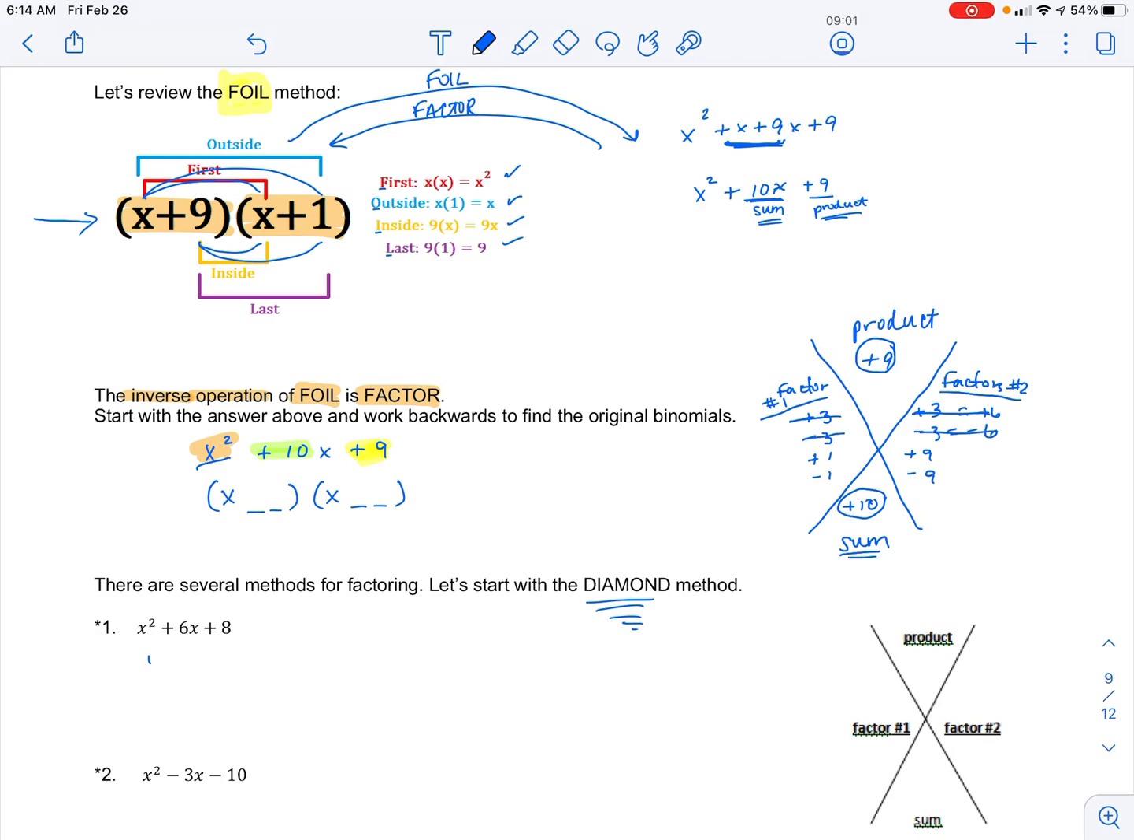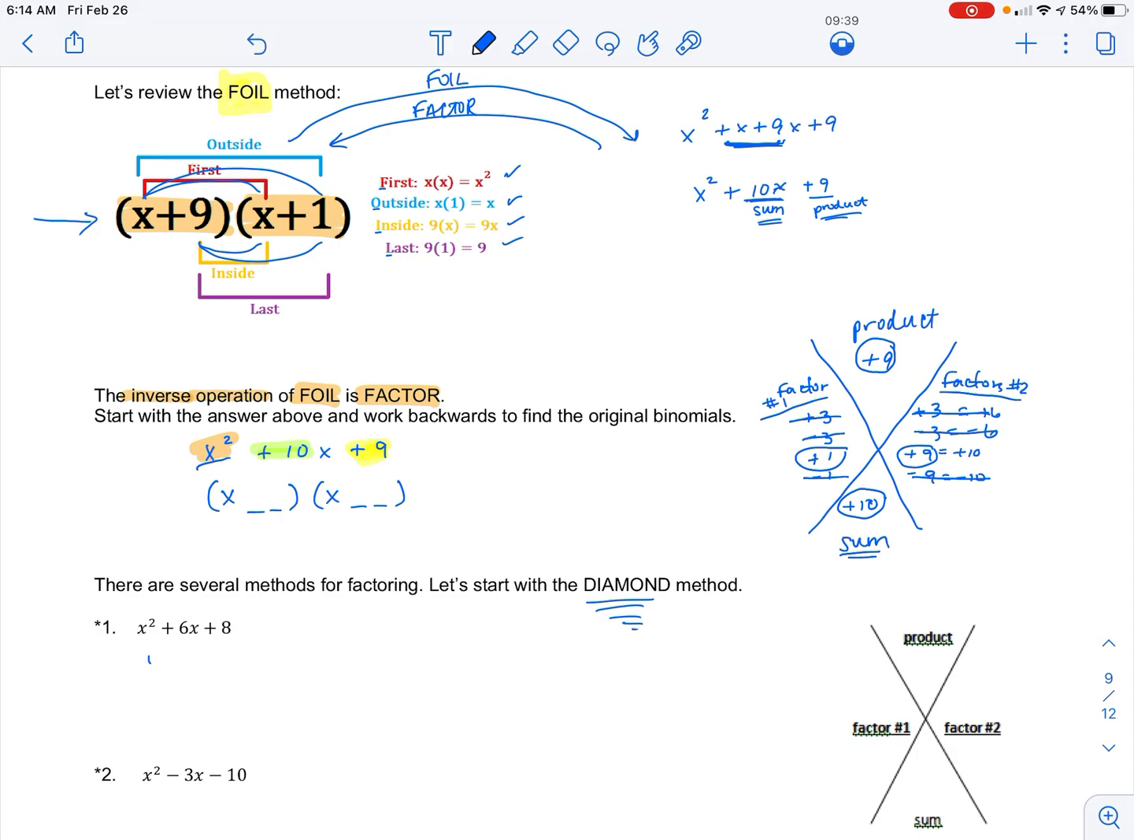So those don't work. Positive 1 times a positive 9 would give me a positive 9 for my product. And if I add those together, what does that give me for my sum? Adding a positive 1 and a positive 9 gives me a positive 10, right? If I add those together. So that looks like the one we're after. Let's just look at the last combination to be sure. Negative 1 plus a negative 9 would give me a negative 10. But the sum I'm after is a positive 10. So that last one doesn't work.